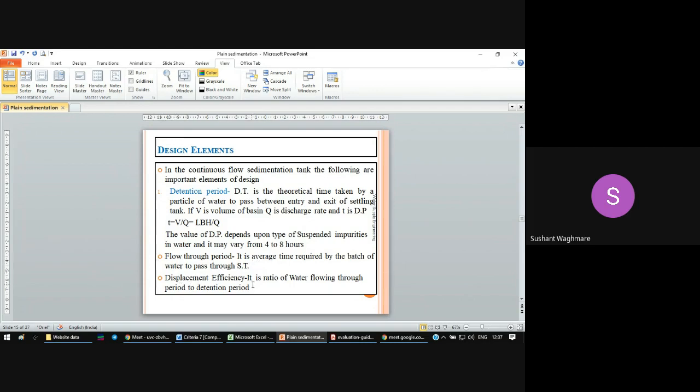And next is displacement efficiency. It is basically the ratio of the flow through period to the detention period. This is the displacement efficiency. It is normally represented in percentage, so if I multiply this by 100, I'll get the displacement efficiency.